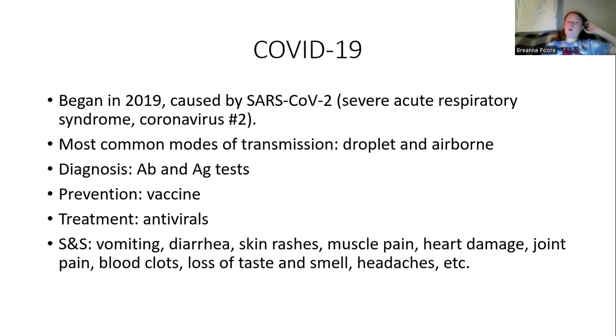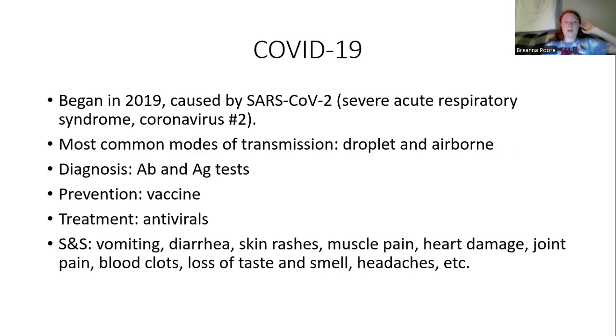The most common mode of transmission was droplet and airborne. You could get it like being close to somebody, which is why social distancing was a thing. You can get it from coughing, sneezing, even talking. Diagnosis was AB and AG tests. Another test, you would take a swab, you'd swab the nose and test that way. There are vaccines now to prevent this.